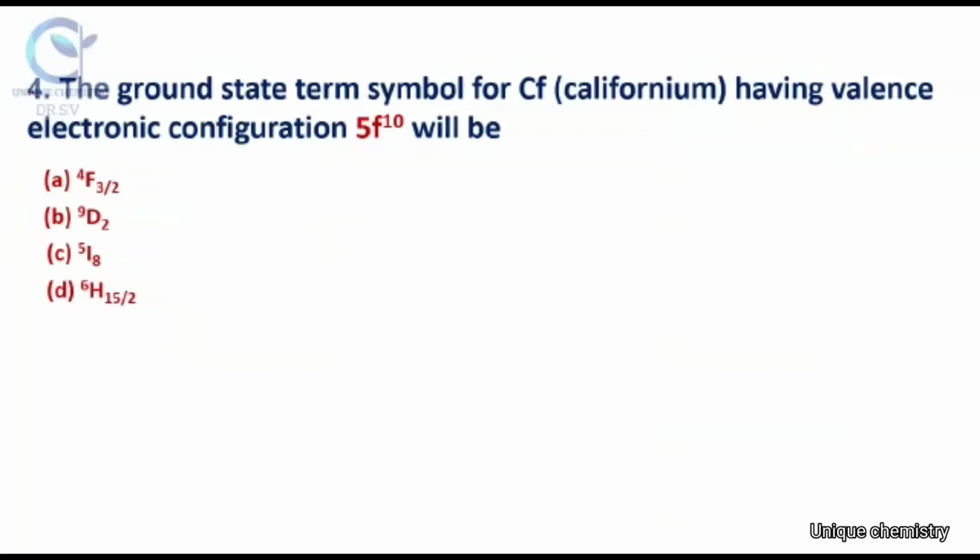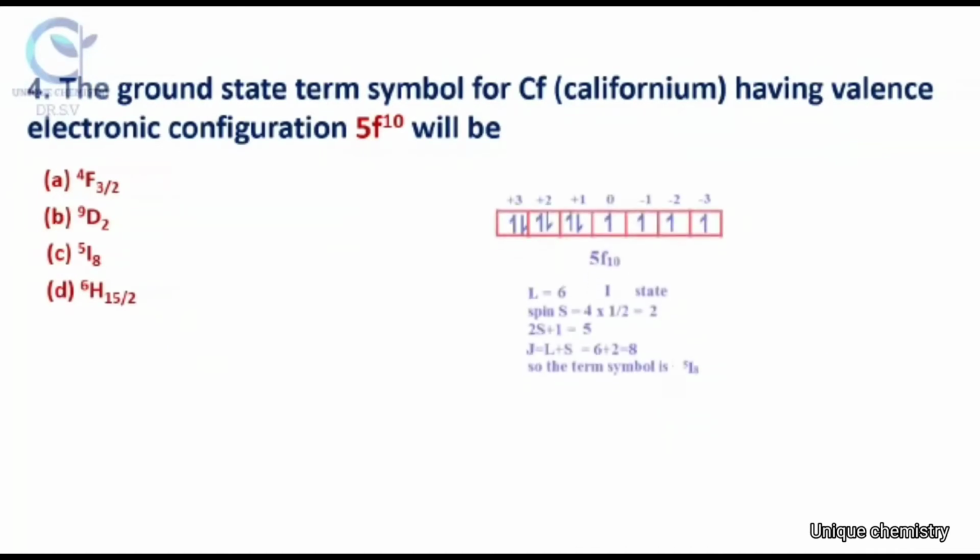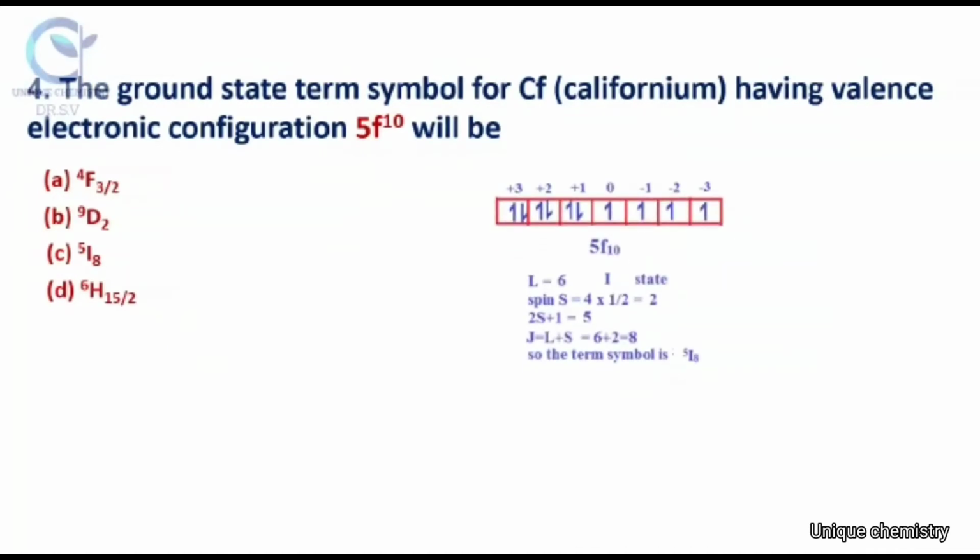of f orbital is 7. Now you see here this 5f10, the 10 electrons are filled in the 5f orbitals. Now this L value is 6 because all the 7 orbitals are filled, and we just cancel out the half filled electrons and consider only the other 3 electrons in the plus 3, plus 2, plus 1 state. So the L value is equal to 6.